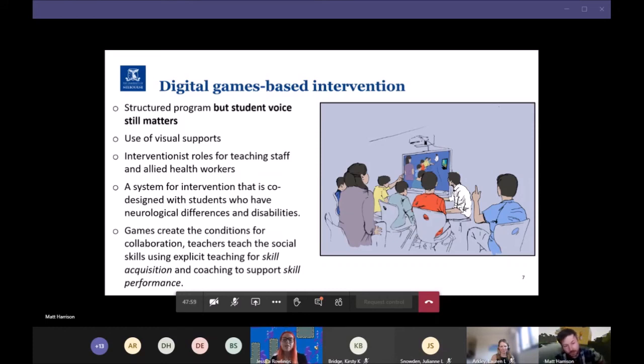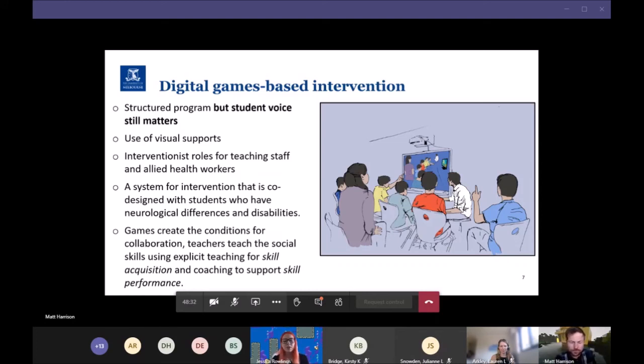The digital games-based intervention model tends to use things like visual supports. These are really good for kids with autism. They're an extra sensory channel, and it helps cement the learning in their brain, because they've got an extra visual cue. Teaching staff and allied health workers in this model take on more of an interventionist role than a facilitative role. So for people like me and Matt, or anyone else working in this space, we are teaching. And it's a system for intervention that's co-designed with students that have neurological differences and disabilities.